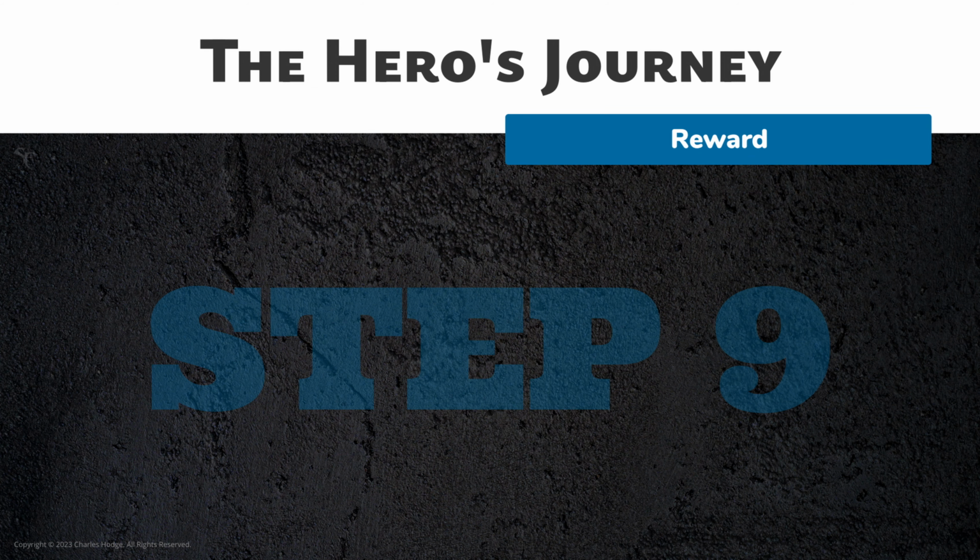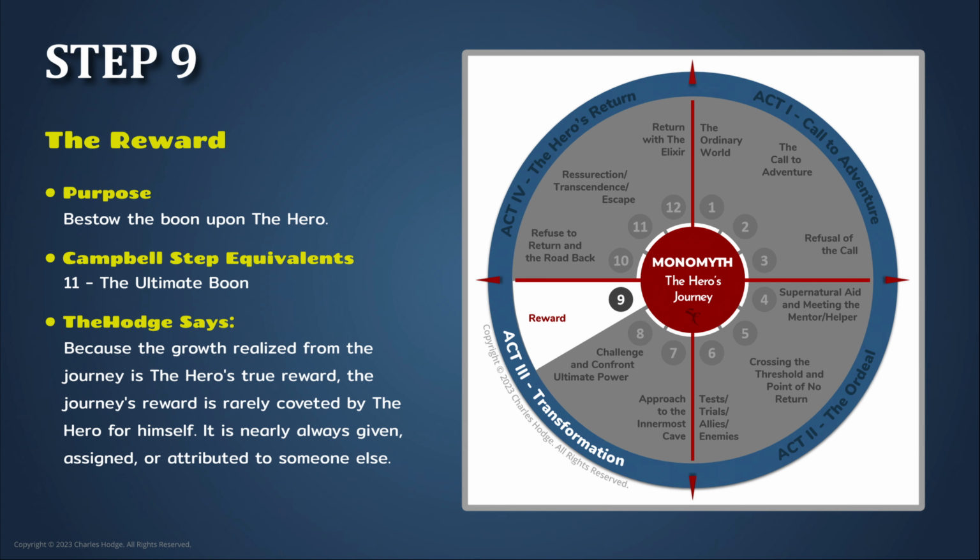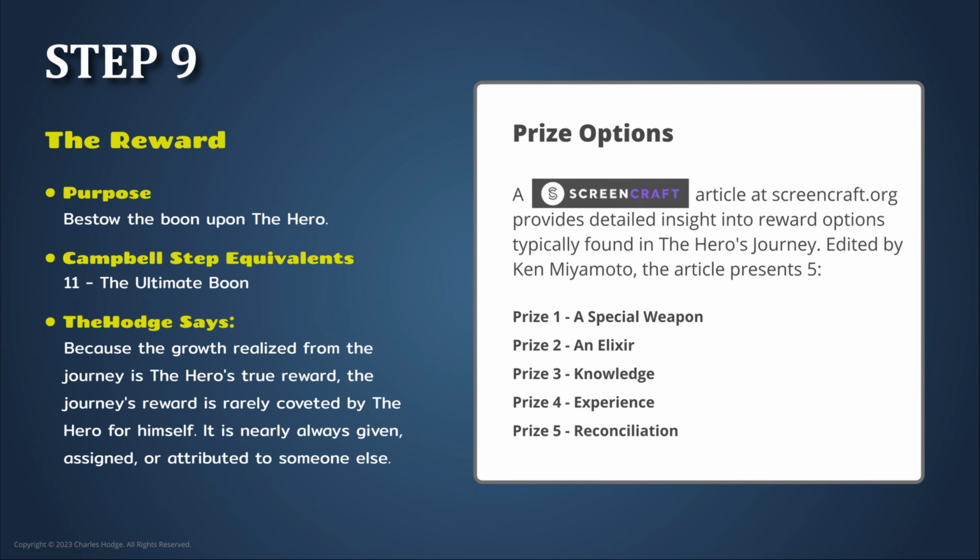Step 9. The reward. Having won the battle, defeated the monster, survived the storm, or solved the riddle, the hero can now claim the prize. It may be a weapon, potion, book, amulet, or some other physical thing. But it may also be non-physical as well. An ability, knowledge, the affection of a love interest, or simply the peace of mind of knowing the monster has been vanquished. Oftentimes, the reward is not just one thing, but a collection of things.